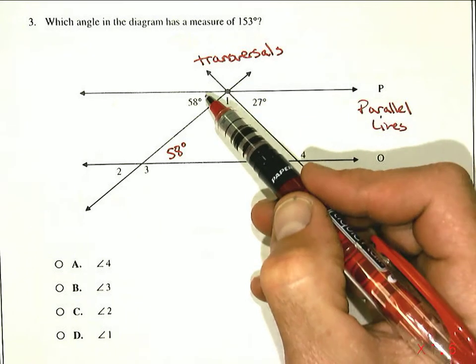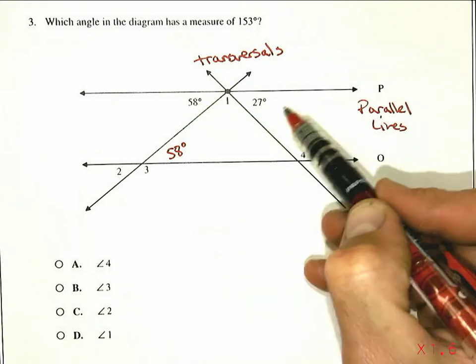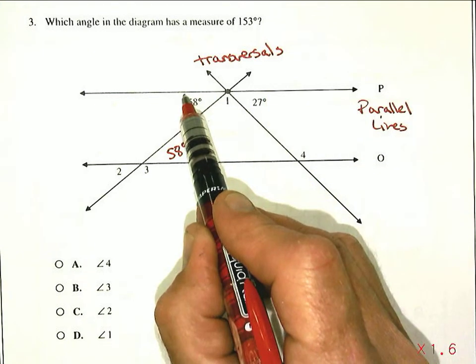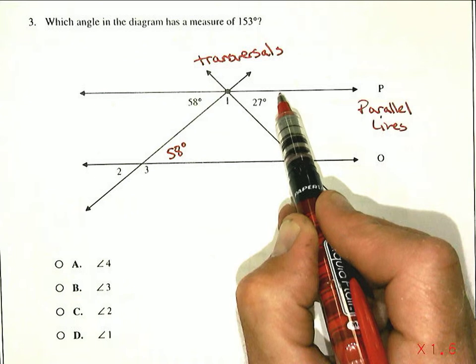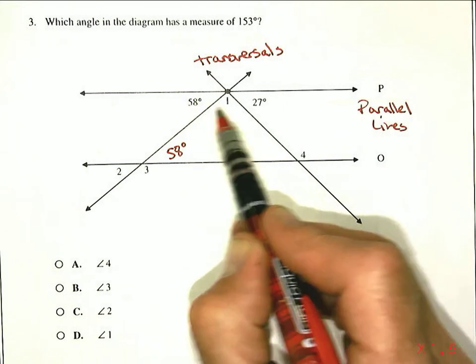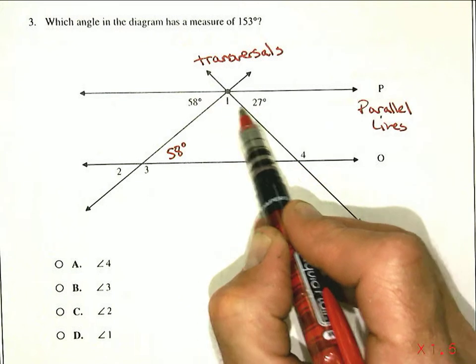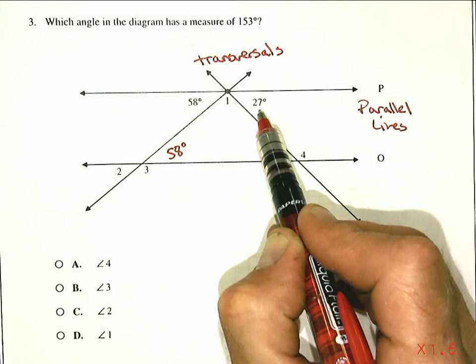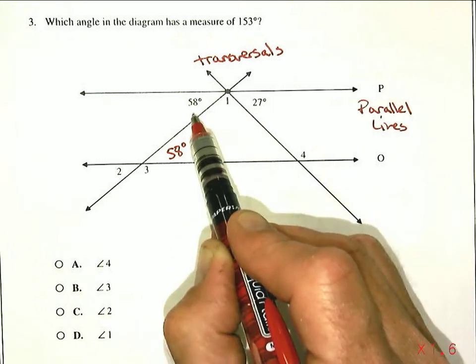Now one of the things you know is that the line P, this line, which is a straight line, has to have an angle measure of 180 degrees. 180 degrees is the measure of a straight line. So if you take the 58 plus whatever this angle is, number 1, plus the 27, those three together have to add up to 180 degrees.